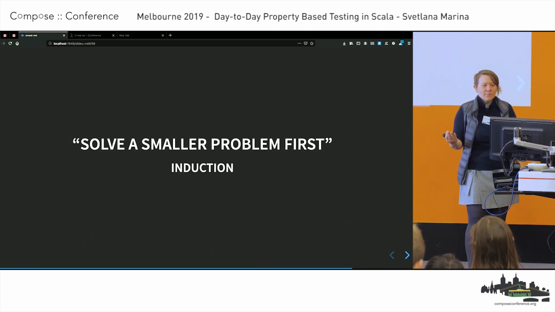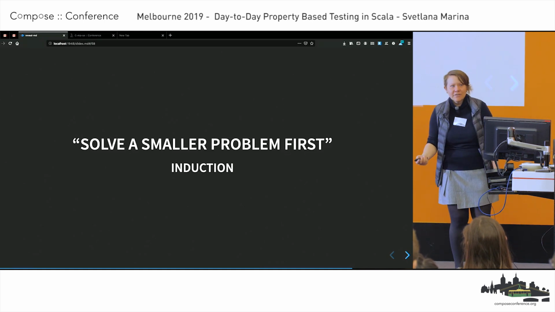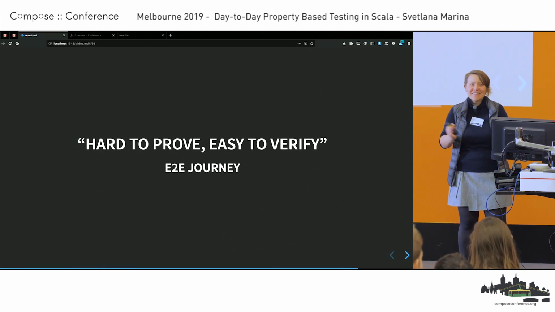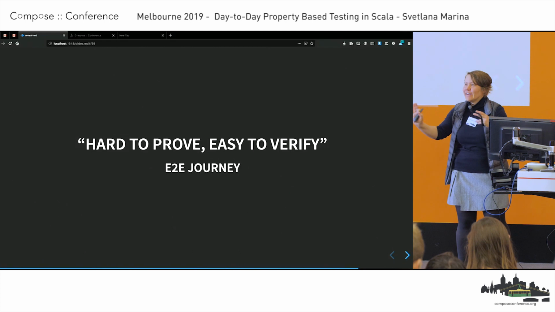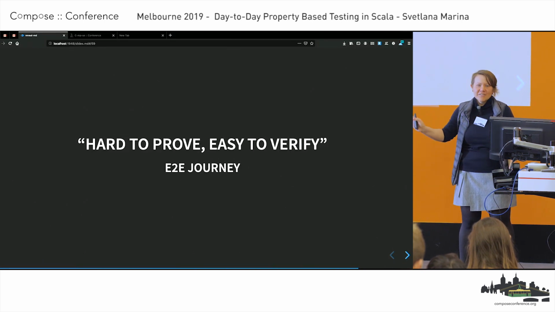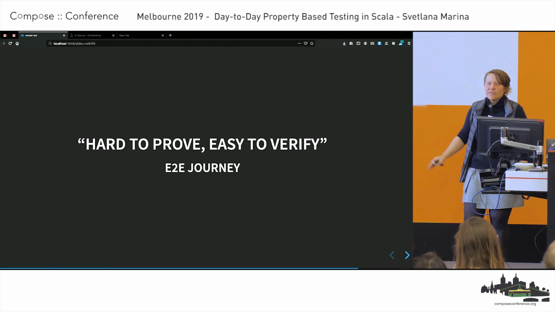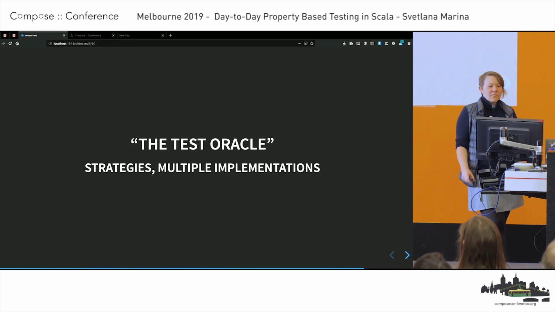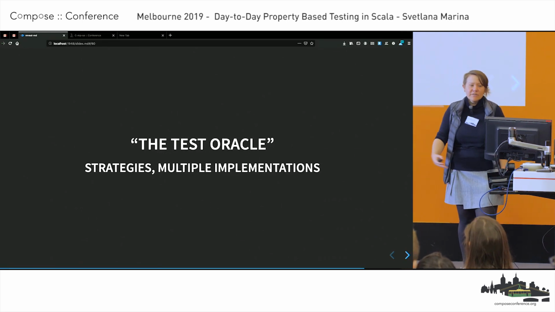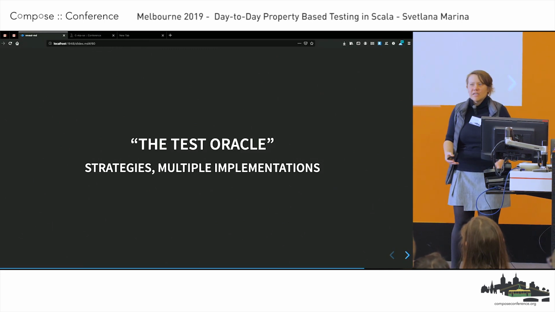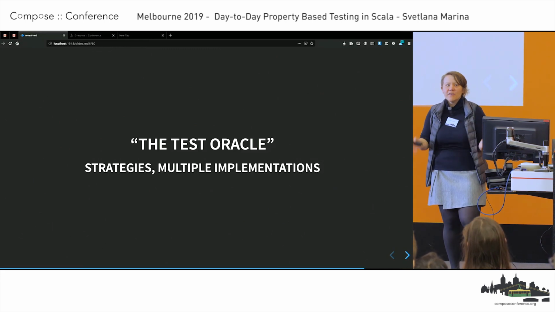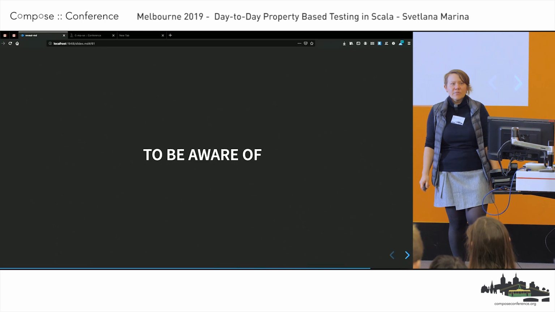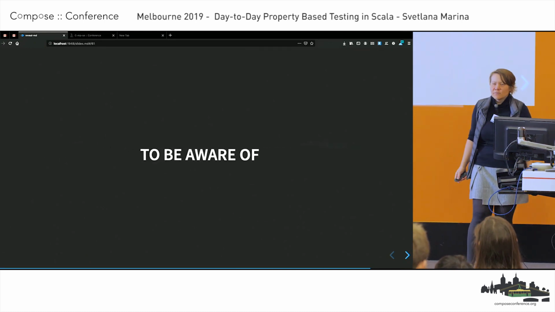Then another one is solve a smaller problem first, which is just an induction. Then hard to prove, easy to verify. What it means is the setup could be very complicated, and there must be lots of things going on in the background. But at the end of the day, the user is just created in a database, right? It's easy to verify. And the last one is strategies, or multiple implementations. Let's say if you have multiple implementations of the same thing, you can just compare them together. Make sense?